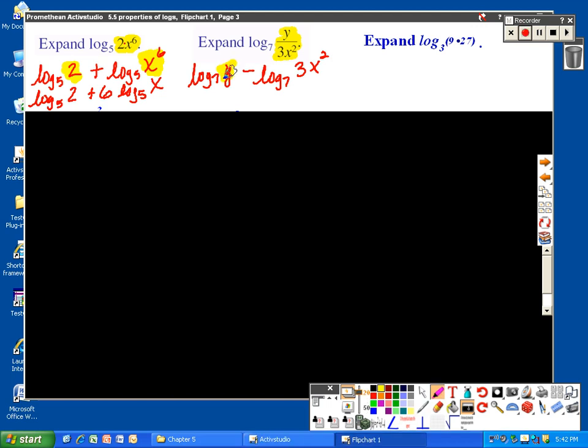Here's just my value y. Here's my value 3x squared. That's 3 times x and the power squared. So this back log, I have to expand some more. So that becomes log base 7 of y minus, and we're going to subtract, this is one quantity, so we have to put it in parentheses, log base 7 of 3 times means plus log base 7 of x squared.